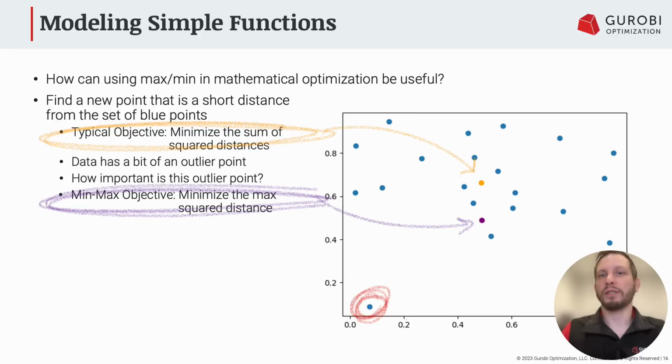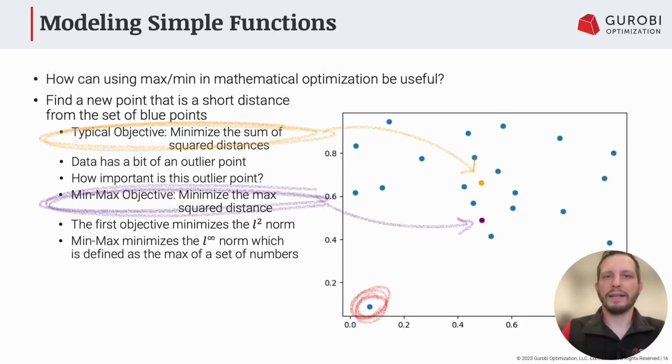From a perspective of what's most fair for all of the points, if you want to think of it from that perspective, then you may want to go with that purple point instead of the orange one. So that's one instance where using something like this would possibly be a better choice. Specifically, the first objective minimizes what we call the L2 norm, which is what we talk about with distance. And the min-max minimizes the L infinity norm, which is essentially just defined as the max of a set of numbers. So again, we're minimizing the max squared distance. I hope this was a pretty interesting example. I thought so.